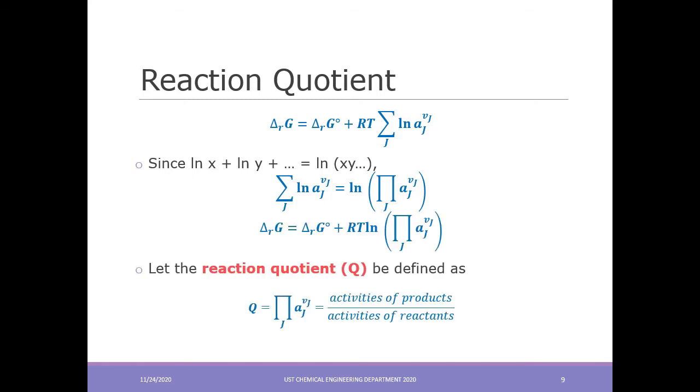The pi function of the activity raised to V is termed as the reaction quotient. This is the ratio of the activities of products and that of the reactants. It is worth recalling here that the value of V sub j becomes negative for the reactants, which leads to it being in the denominator.